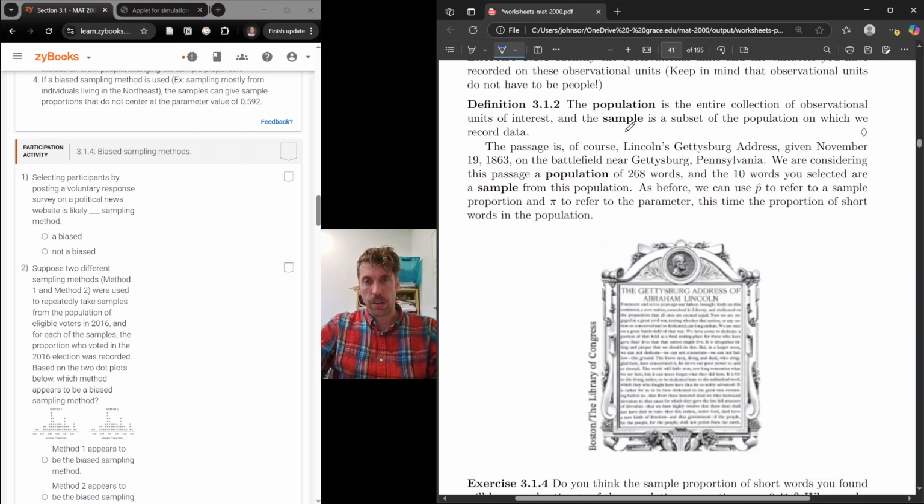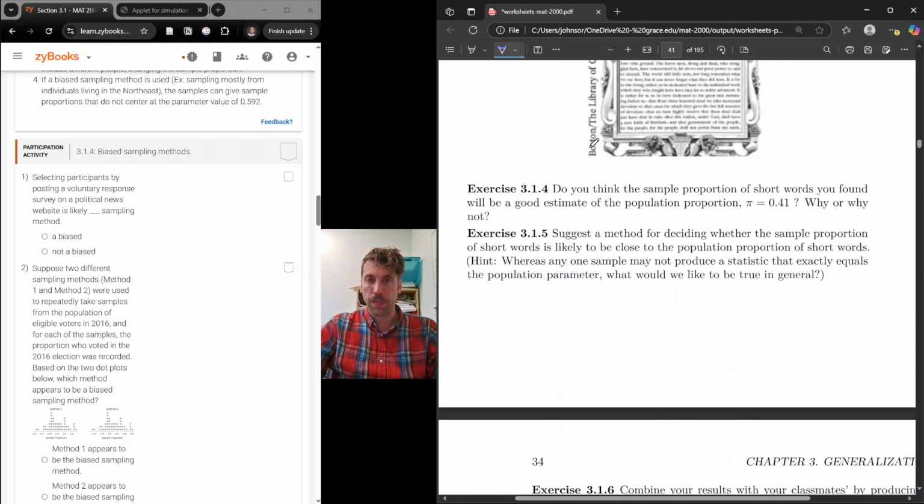So we are looking here at the population. Here's an example of a small population of 268 words, and we're sampling from that population. So we'll use p hat to refer to the sample proportion, pi to the parameter. So the true proportion of short words in the Gettysburg Address is 0.41.